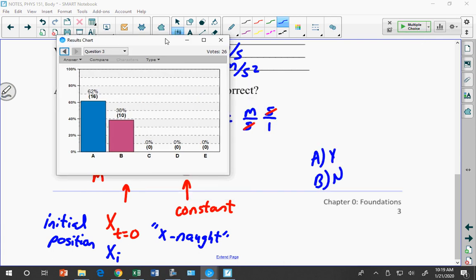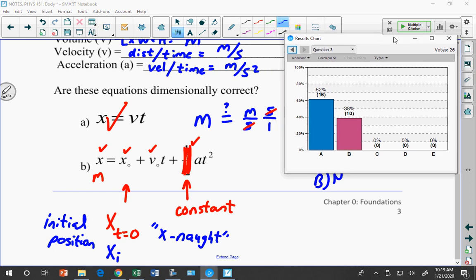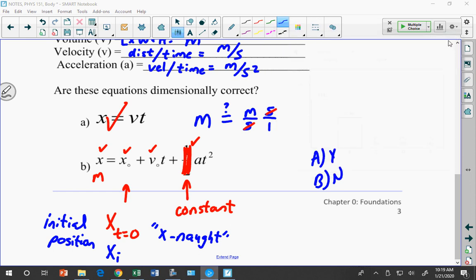All right, so let's see. A is the right answer. It is dimensionally correct. And I can look at each term. On the left, x is in meters, and x naught is also in meters. Remember, I'm just looking that every term is the same. I already know that v naught t is meters, because it's meters per second times seconds, so the seconds cancel. And so really it's just this last part.